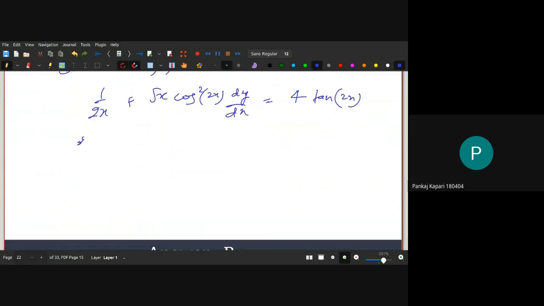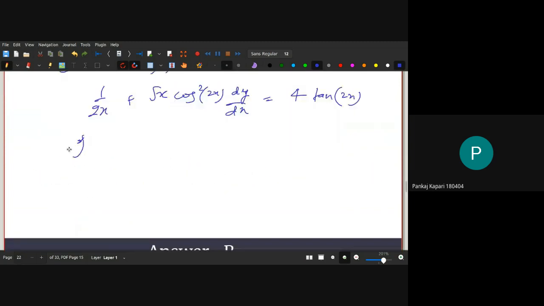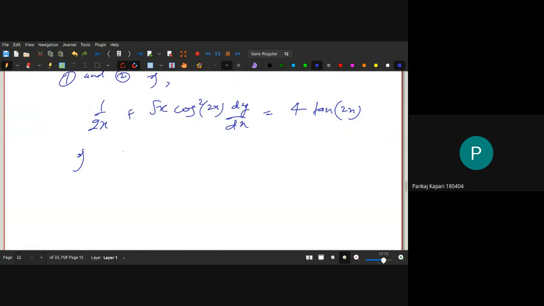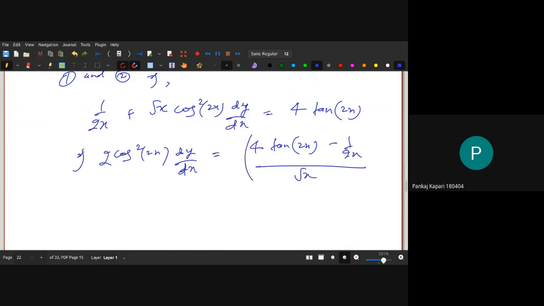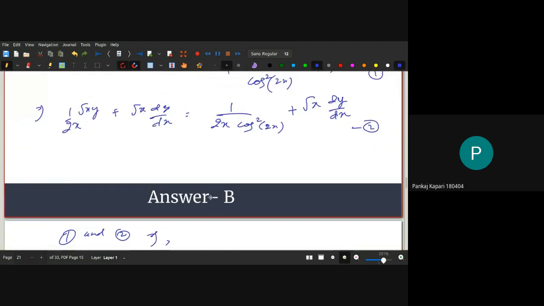So again this implies that because we were finding twice of cos 2x whole square, what is twice of cos square 2x times dy by dx? We'll just subtract this thing, minus 1 over 2x, and then we have to divide by root x and then multiply by 2. So this thing we have to simplify.